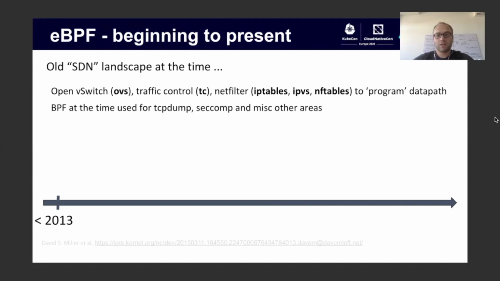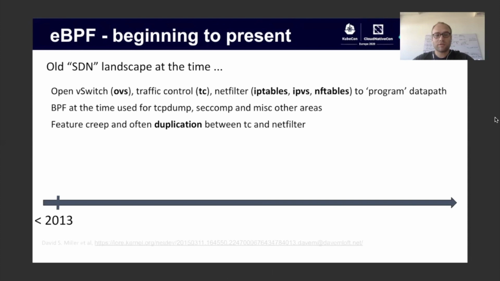And those allowed you to, let's say, program the data path. BPF back then was used for tcpdump to filter network packets inside the kernel as early as possible and without crashing it. And it was also used for seccomp in order to do system call filtering, but its use was very limited and also constrained. Not the same as we have today with eBPF.